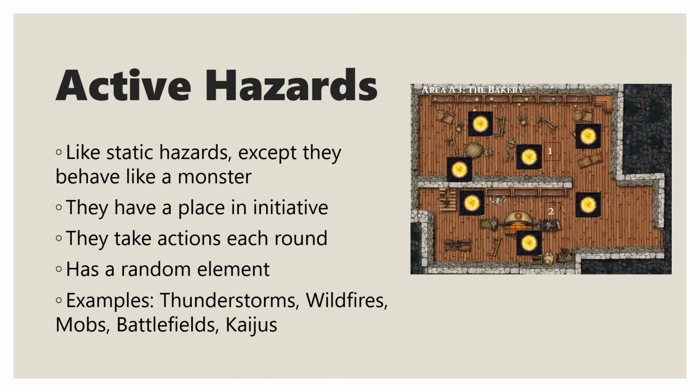Some examples would be thunderstorms. So you have a thunderstorm going on, and every round you roll for a random character that the thunder strikes, and they have to make a saving throw to avoid that. You could have wildfires going on, and they can either increase or decrease every round as they gain momentum. You could have mobs that act as a hazard. You're not fighting individuals in the mob. You're not fighting the mob as a monster. They're the background for what's happening.